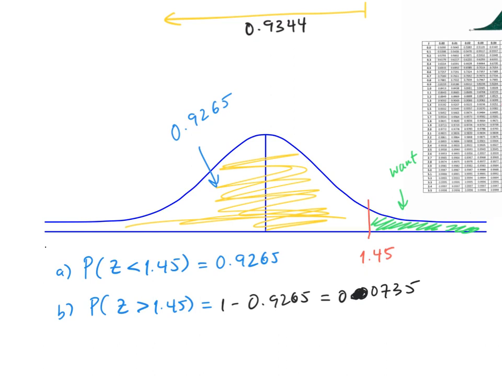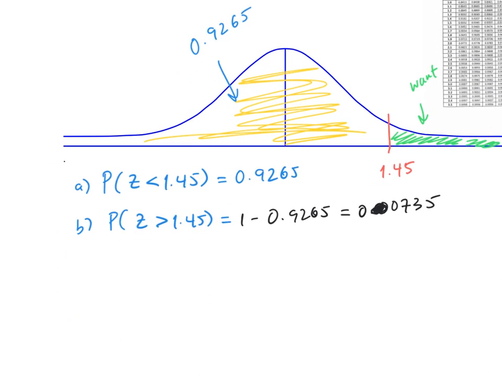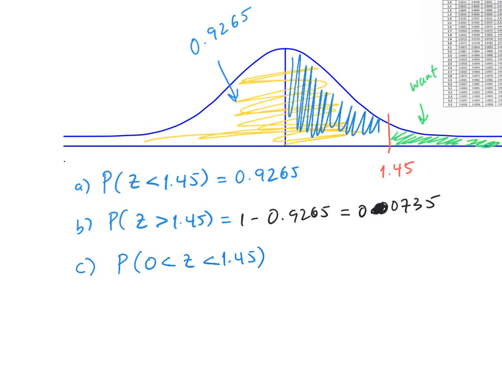And the last thing: what if the question was, what's the area between 0 and 1.45, which now will be the blue area? Remember, this is 0, so what will this be? It will be 0.9265 minus 50%, or minus 0.5. So this will be 0.4265. Any questions on that?